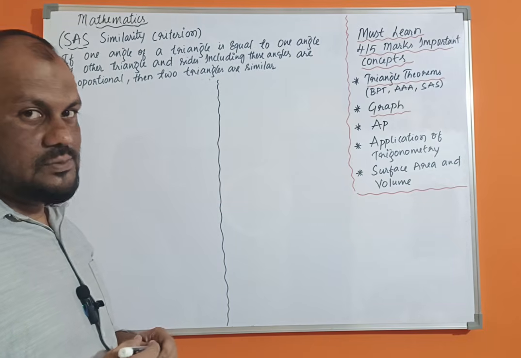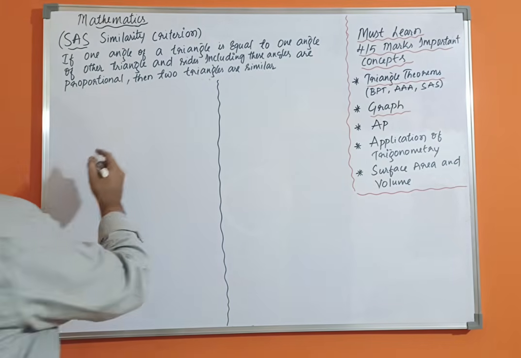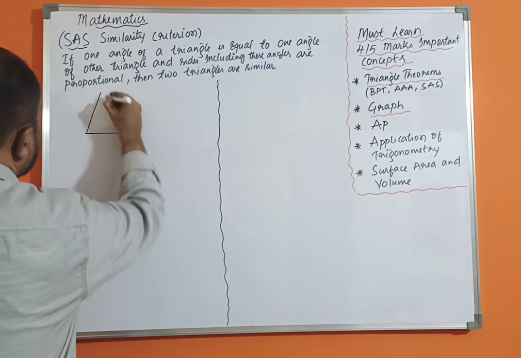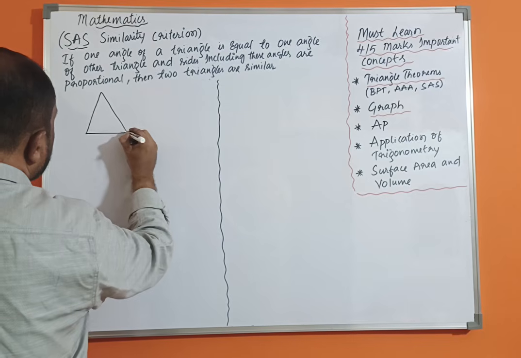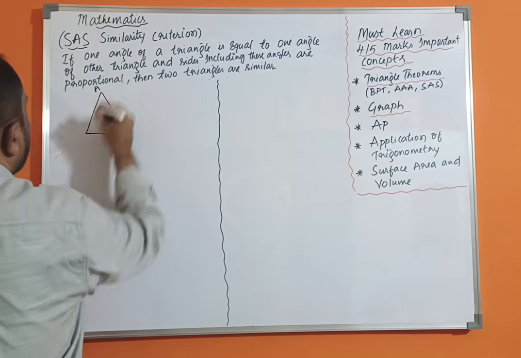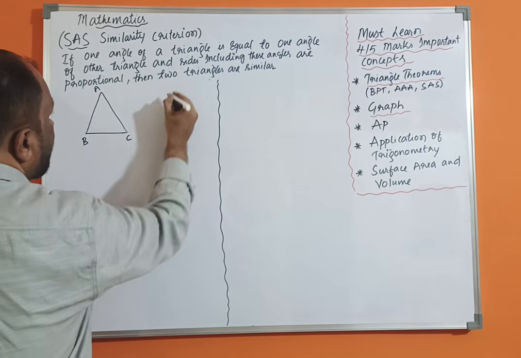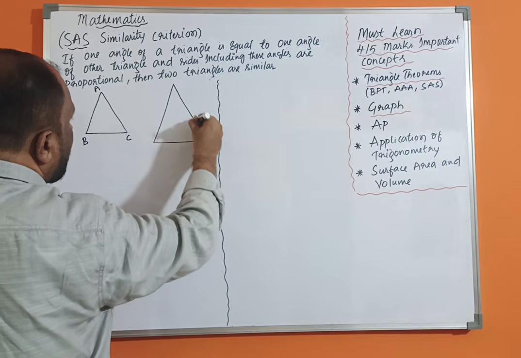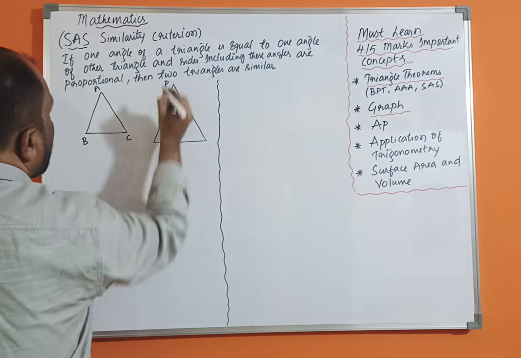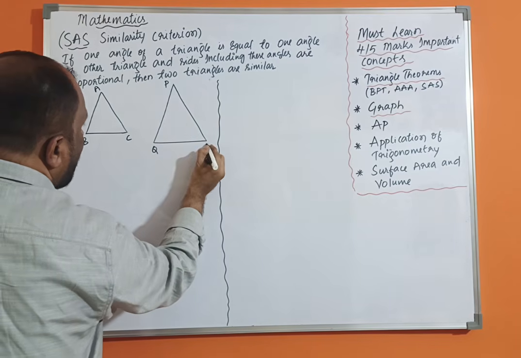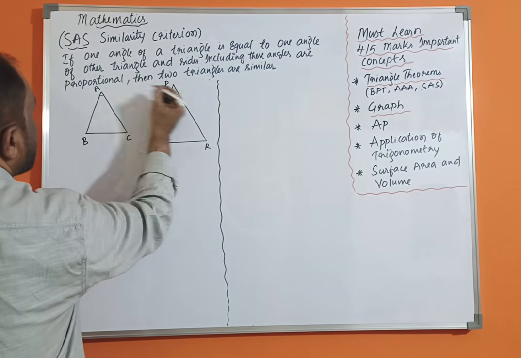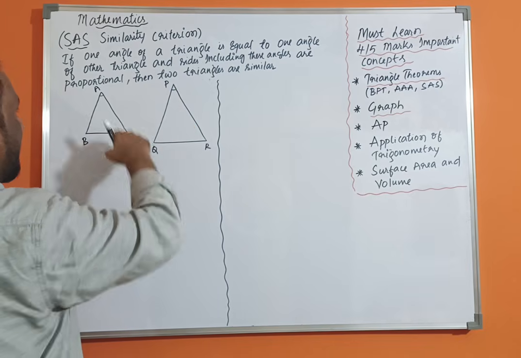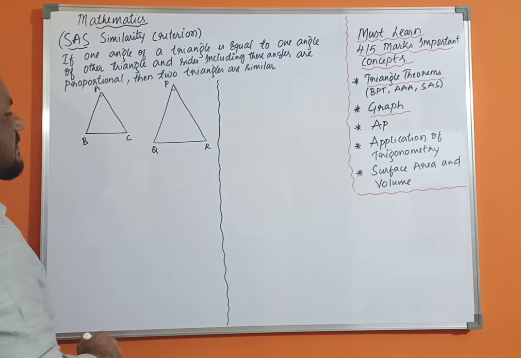So let us start solving this one. I am taking two triangles, as you take in the AAA similarity criterion. The first triangle is ABC and the second triangle is PQR. We consider angle A equal to angle P. If angle A is equal to angle P, then AB, AC, PQ, PR should be in the same ratio.